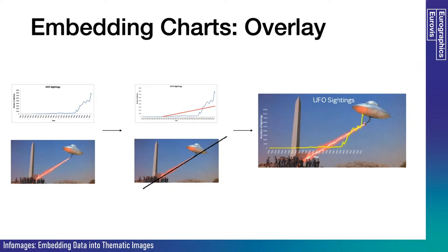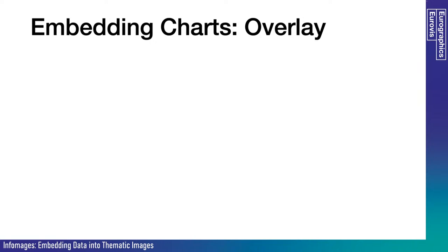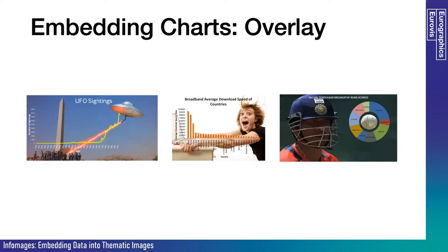With the overlay method, we support line, bar, and pie charts. However, for pie charts, we use half circles instead of half lines. The embedding methods, especially the fill method, add some distortion to the chart.